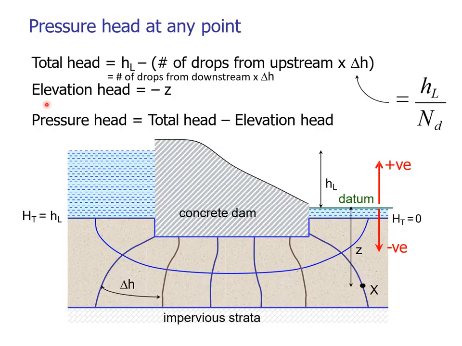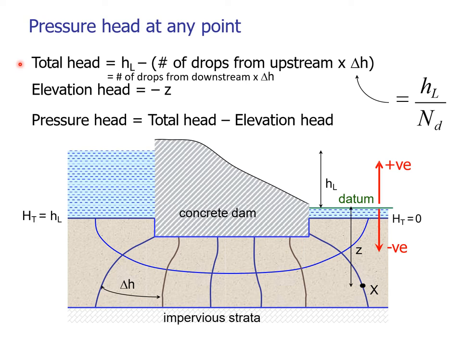Now this slide is very important. If you want to know the total head at any particular point within the soil, that is equal to H sub L minus number of drops from upstream into delta H, where this delta H can be replaced by H sub L over N sub D. This can also be written as number of drops from downstream into delta H. So you will have to memorize this formula.